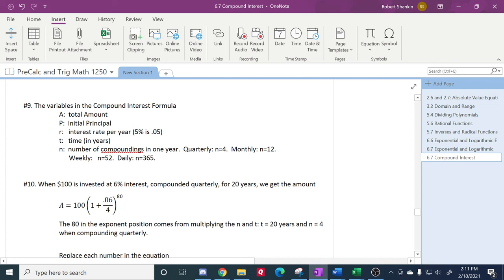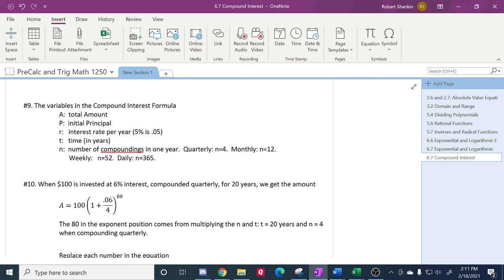Okay, so the total amount we're going to call A. The initial principal is called P. The interest rate per year, and you write it as a decimal, is R. The time T in years. And the new one maybe for you is N, the number of compoundings in 1 year.